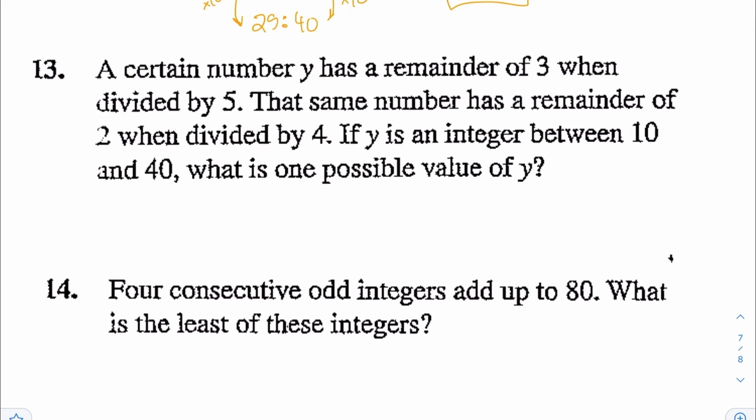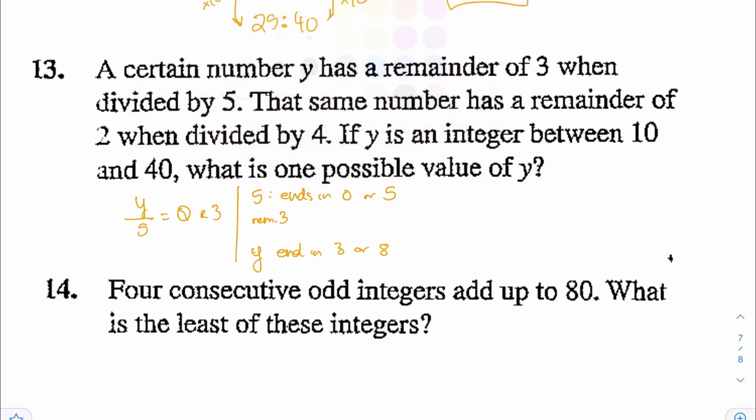All right, next for number 13, a certain number y has a remainder of 3 when divided by 5. And the same number has a remainder of 2 when divided by 4. If y is an integer between 10 and 40, what's one possible value for y? So y divided by 5 equals some quotient remainder of 3. And you know that the 5 times table ends in 0 or 5. Now, if you have a remainder of 3, that means that y must end in 3 or 8. That way you have a remainder of 3.